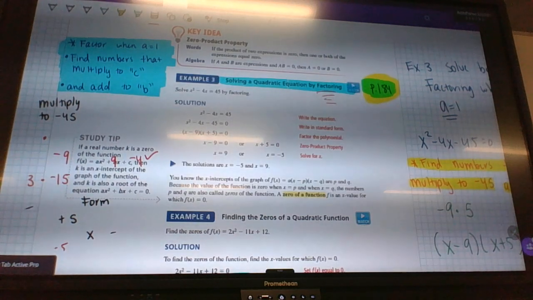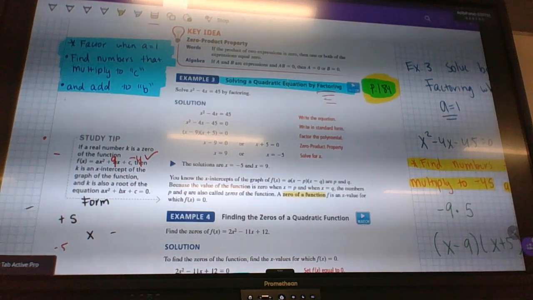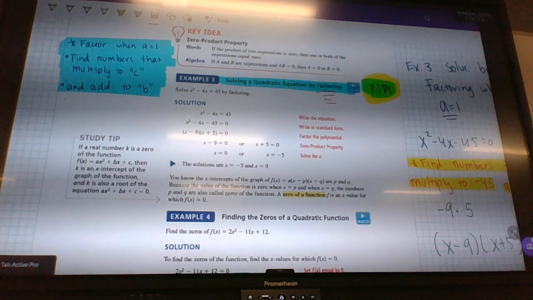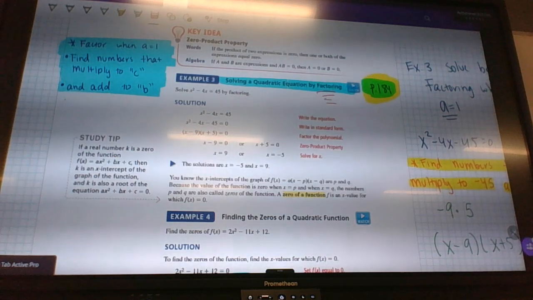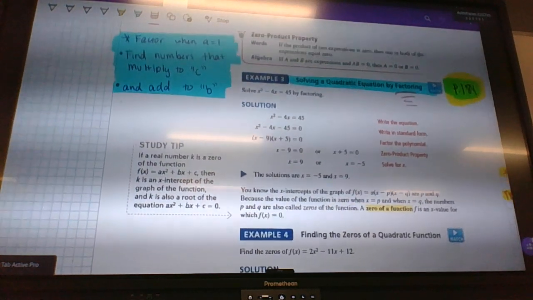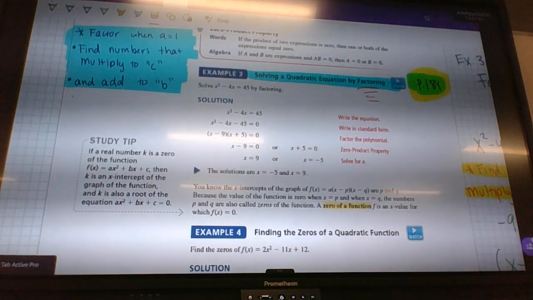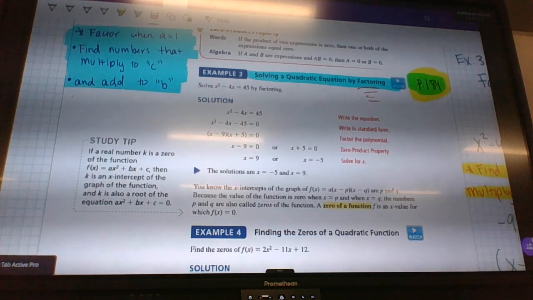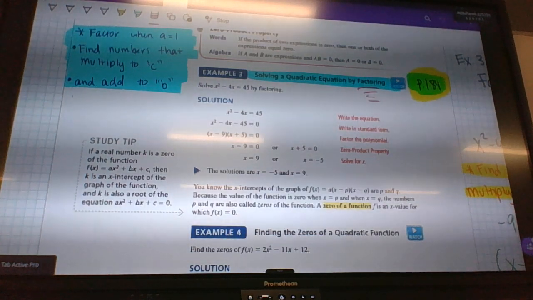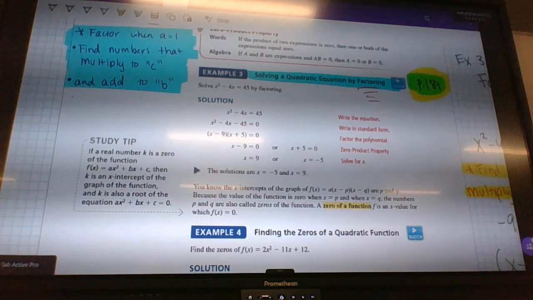All right, today there's 3 ways to solve. Solve by graphing, we did it with our method of solve by square rooting, we just did it. This was the third one discussed, solve by graphing. It's right here on page 184.